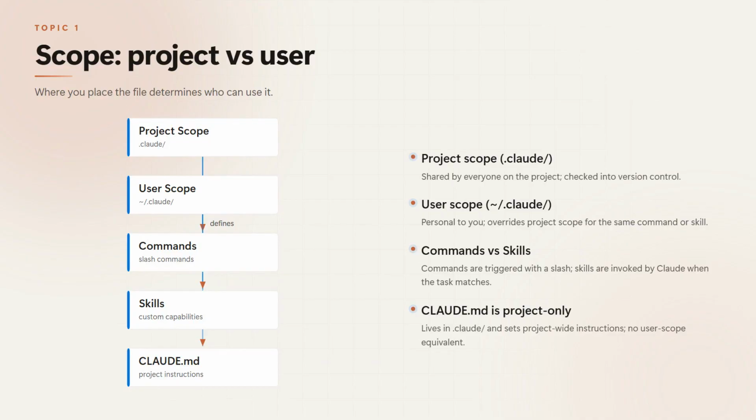The distinction people get wrong is thinking user scope is just a fallback. It's not. It's a separate layer that can override or extend project scope, and that override behavior is the source of most exam traps.